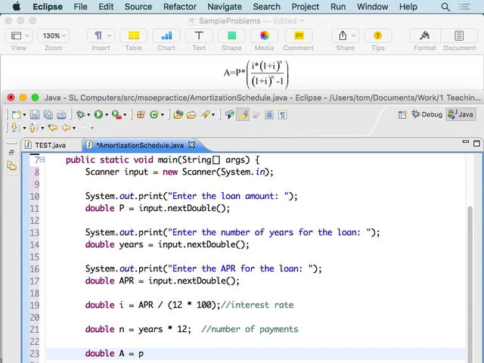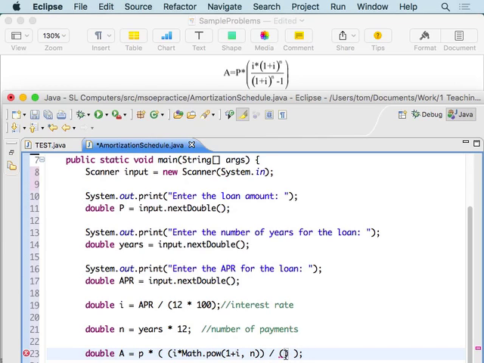So we're going to go ahead and go P times, and then I need parentheses for that whole thing that I'm multiplying P times, and then I want a set of parentheses for the numerator, and then a set of parentheses for the denominator. So hopefully that idea makes a lot of sense to you. And we're going to go in here and say I times, that's a power, so I'm going to go Math.pow(1 plus I, n). Okay.